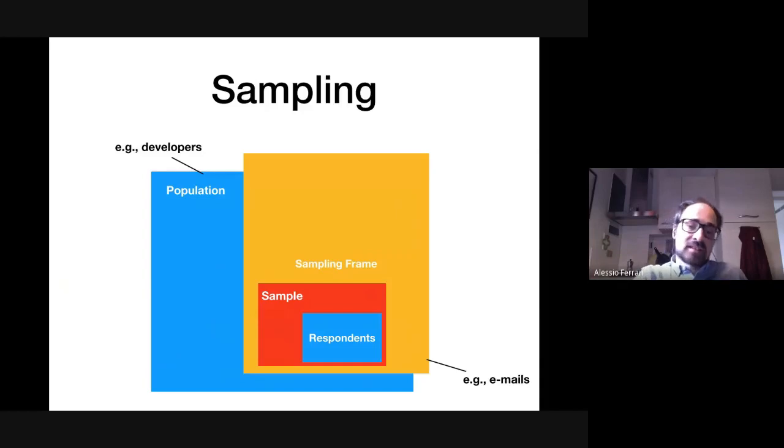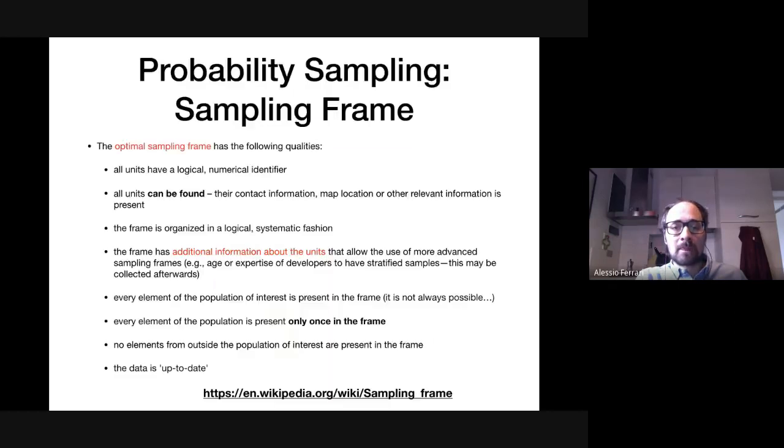The sample is the selection of people within the sampling frame, which is my representation of the population, and the respondents are the ones that actually answer to me. So I sample, but I cannot expect that everyone answers my questions. So this is a key to remember.